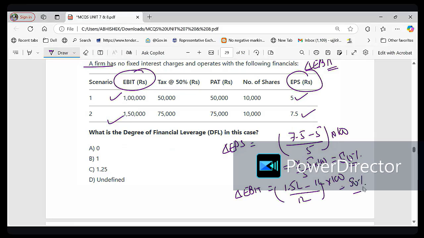Now can you tell me how much is the DFL? Please let me know. I am waiting for your response. Just apply the formula. Percentage change in EPS upon percentage change in EBIT. That is what DFL is. Right.